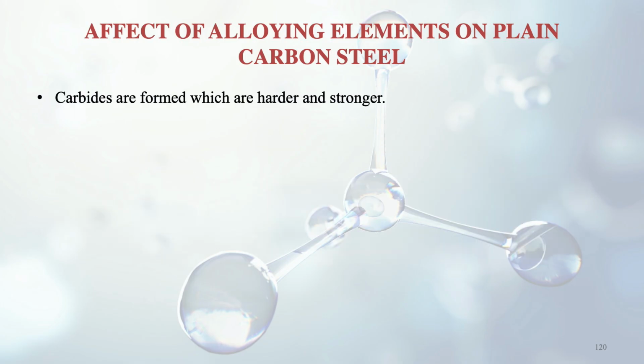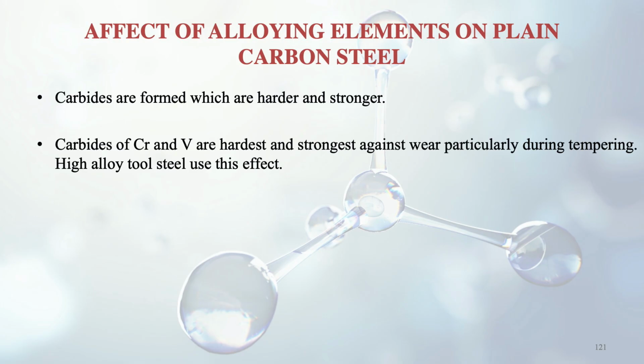Carbides we have seen earlier, so these are formed which are harder and stronger. When we use alloying elements, carbides are formed and they give hardness also and strength. Carbides of chromium and vanadium are the hardest, like we saw that chromium was at the topmost position, so it is best in that case, and it also gives us the strongest, meaning against the wear. So if we have chromium and vanadium as alloying elements of the specimen, the wear will be less for the specimen, and this wear will be less particularly during the tempering process. High alloy tool steel use this effect, that's why we are using in high alloy tool steel.